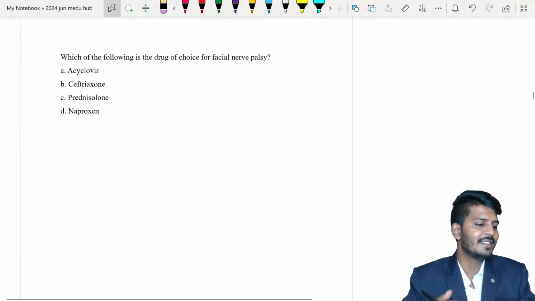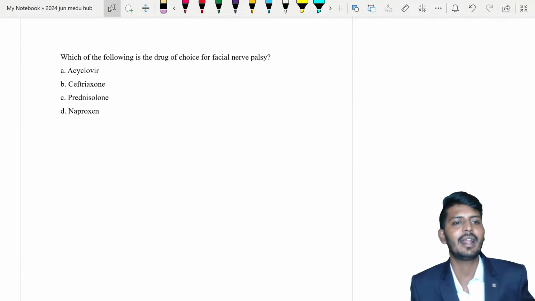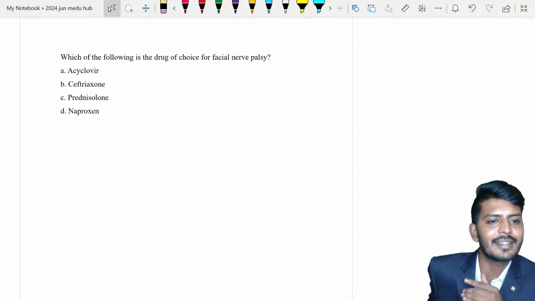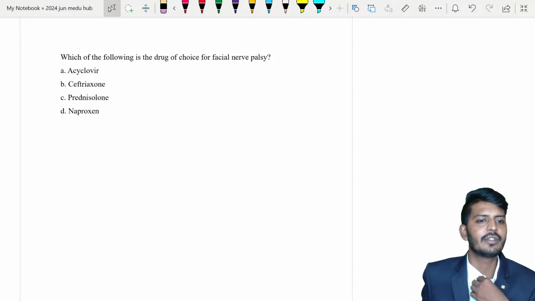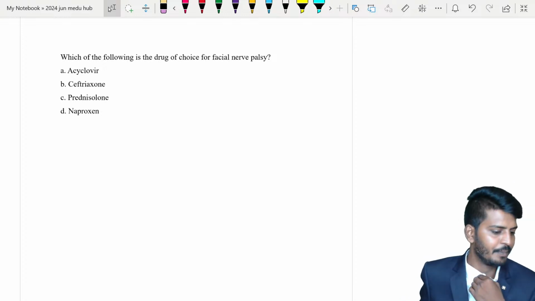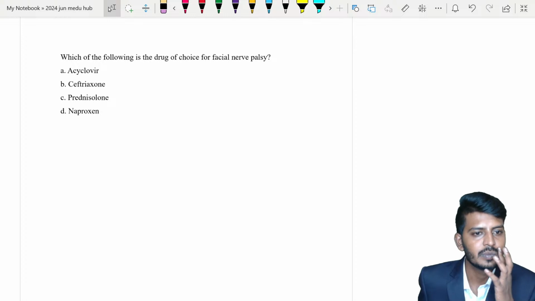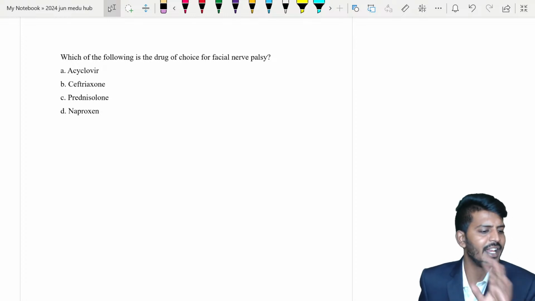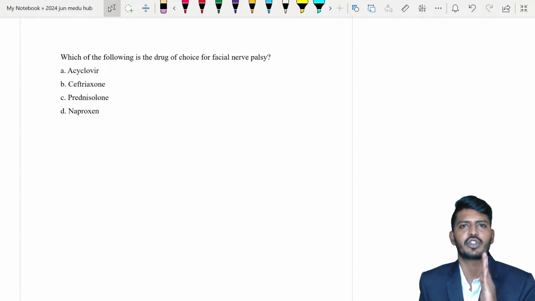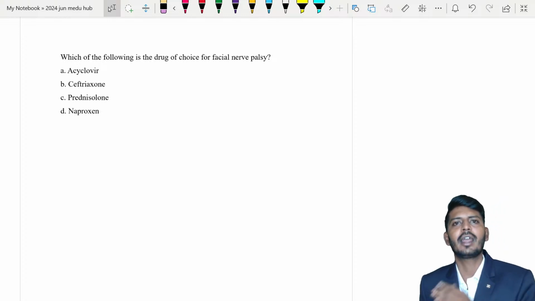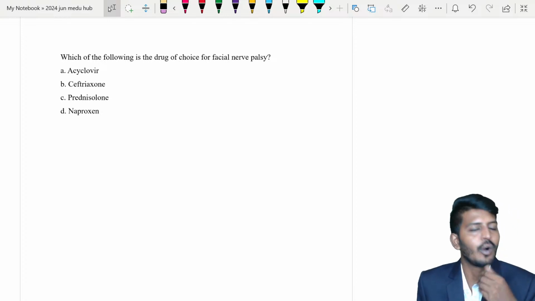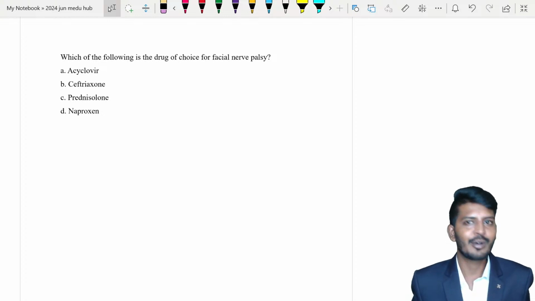Next one. This is a very easy question, a direct question. Come on, quickly tell me the answer. Which of the following is the drug of choice for facial nerve palsy? Acyclovir, ceftriaxone, prednisolone and naproxen. Tell me. It's a direct answer. There is no twist, no turn, no googly ball, just a straight question. Okay, a full toss ball, if you hit it straight you get a six, but for that you must know the answer. Any problem? If you don't know, guess.